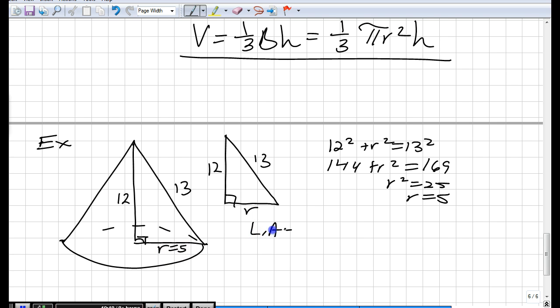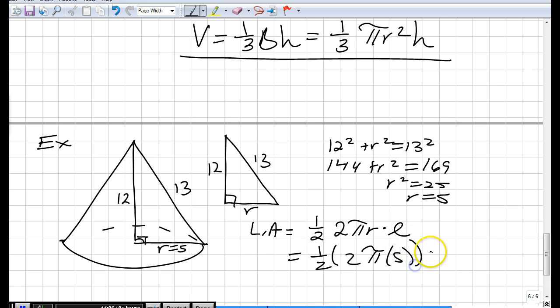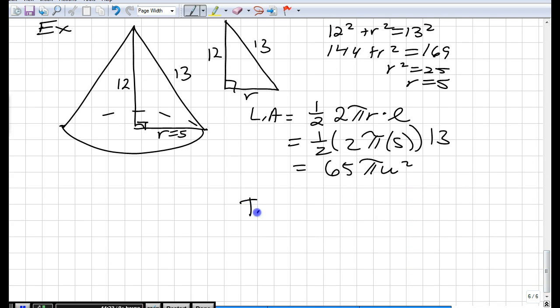So now we know the radius is 5. Now we can find lateral area, because lateral area is 1/2 the circumference, so 2 pi r, times the slant height. So 1/2 times 2 pi times 5 times 13. Okay, and so we get 65 pi units squared.